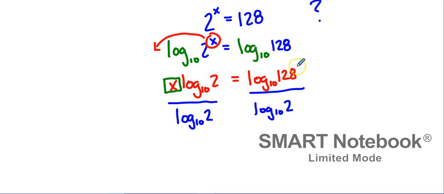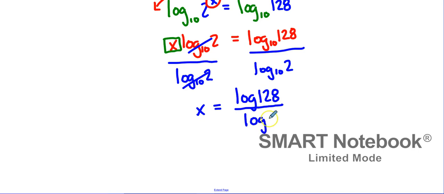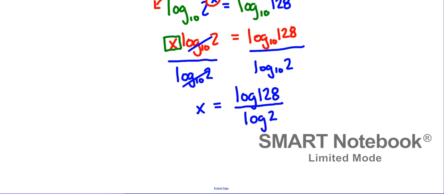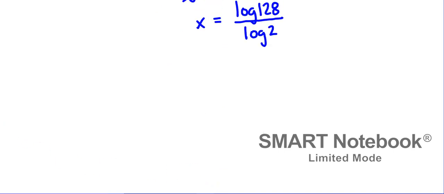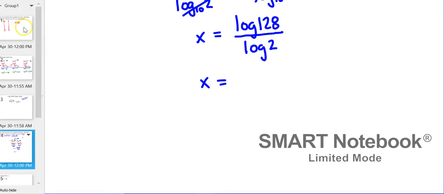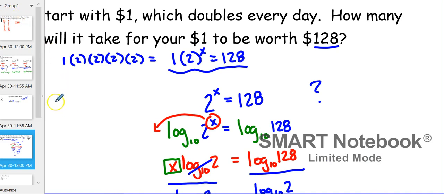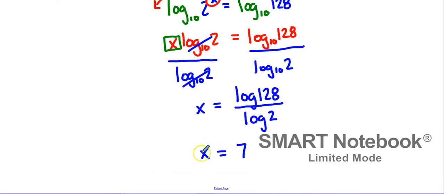The nice thing about this is that log base 10 of 128 is just some number that we can plug into our calculator, and so is your denominator. And so we can actually simplify this. Over here, these cancel. Over here, these stay, but we can plug into our calculator. Remember, if it's base 10, we don't have to write that base. It's implied that it's base 10. So log of 128 over log of 2. If we plug that into our calculator, we should get the same exact answer that we came up with on the original problem, and that was 7 days. So x equals 7, and there's our answer.